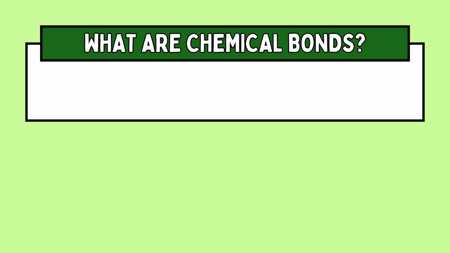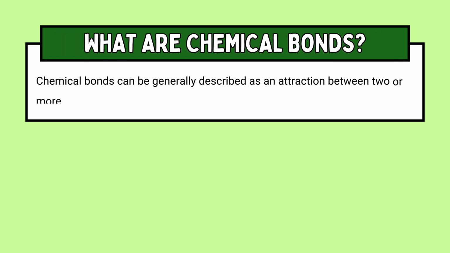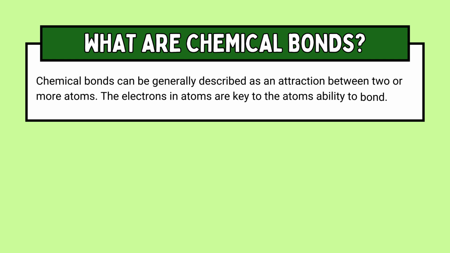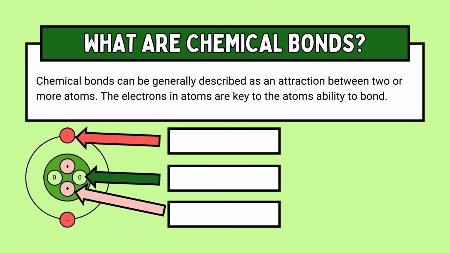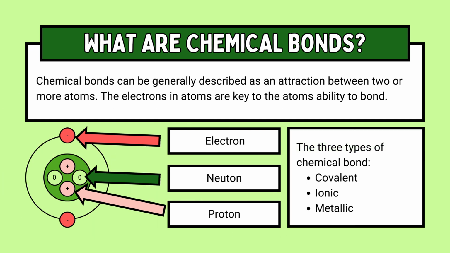First of all, we will study what are chemical bonds. Chemical bonds can be generally described as an attraction between two or more atoms. The electrons in atoms are key to the atom's ability to bond. There are three main components in chemical bonds: electron, neutron and proton. There are three types of chemical bond: covalent, ionic and metallic bond.